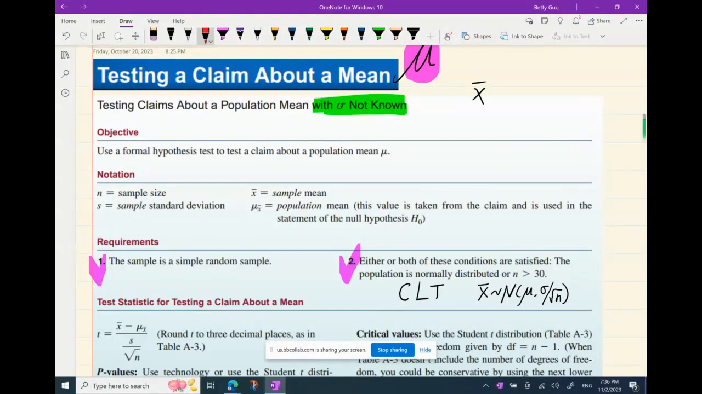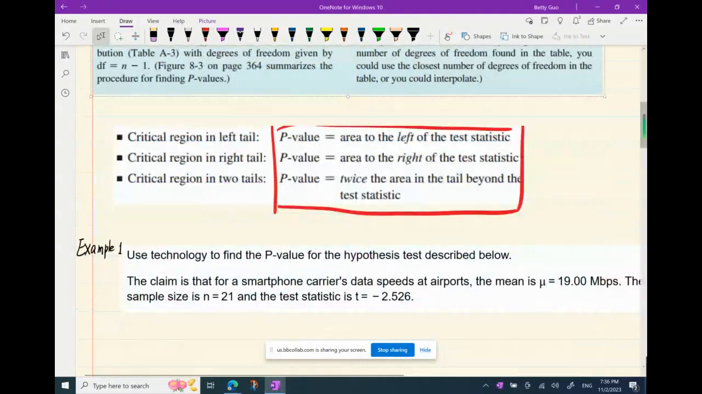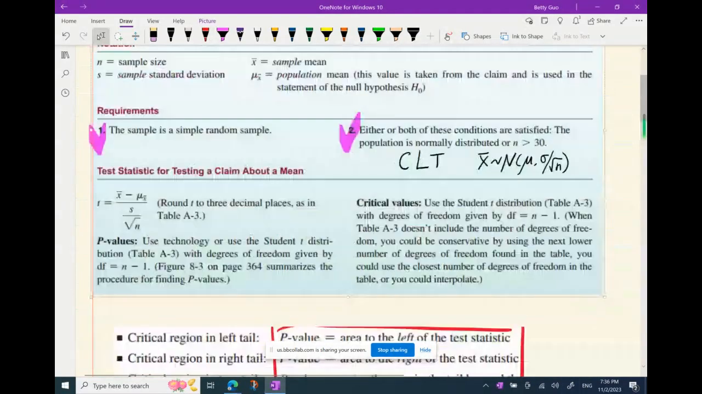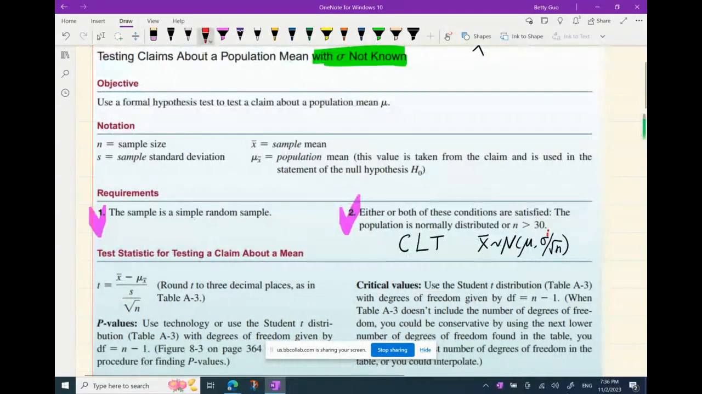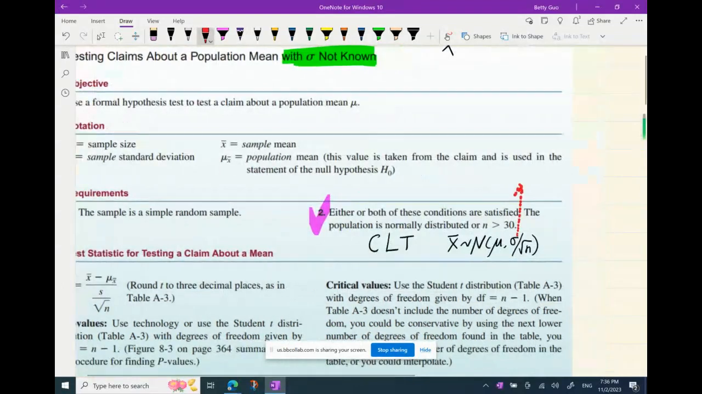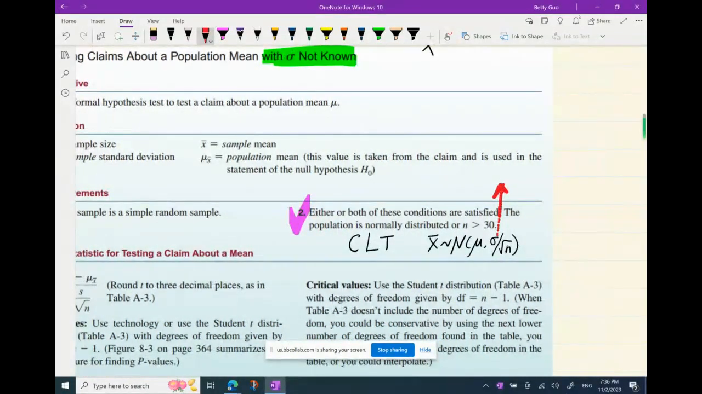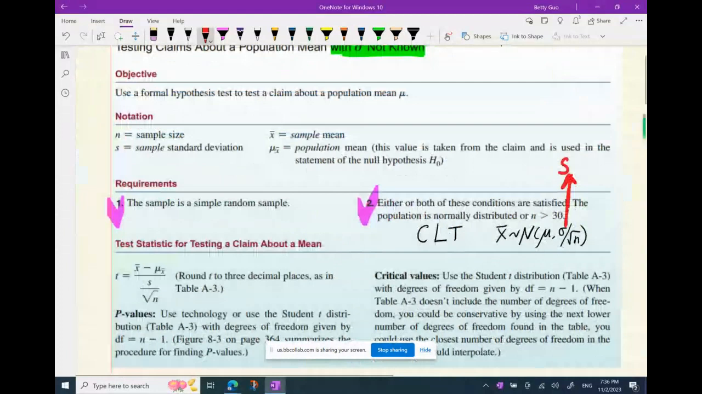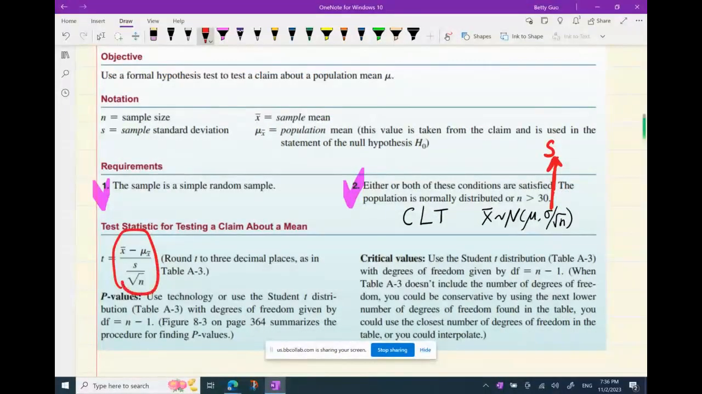Since we assume sigma is unknown, we cannot use it. We have to change it to S, use the sample standard deviation to replace it. Once we replace the population standard deviation with the sample standard deviation S, the test statistic is going to be T distributed, not Z distributed anymore.